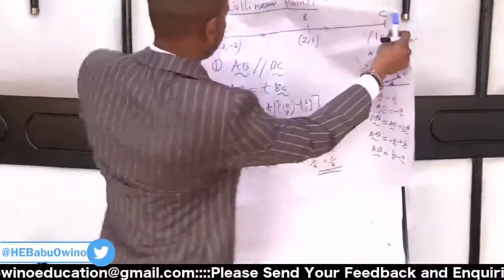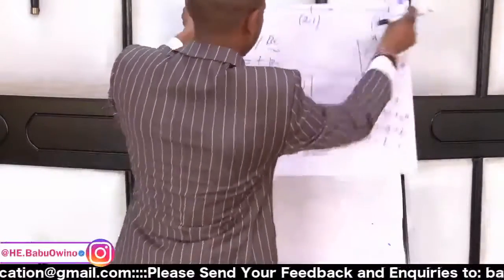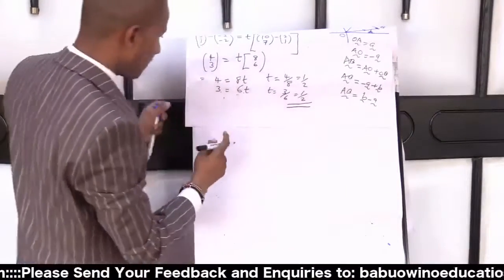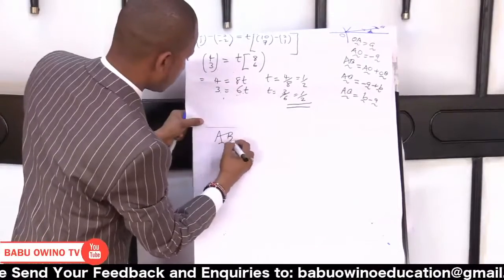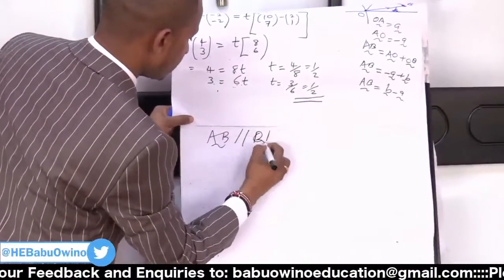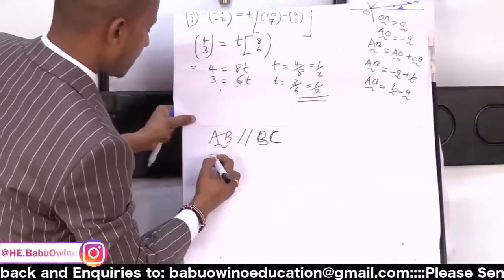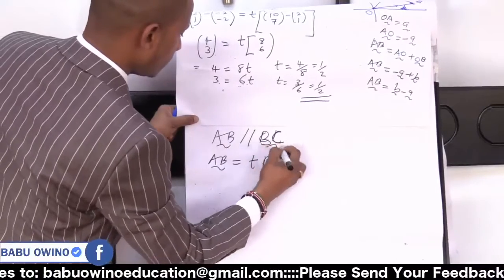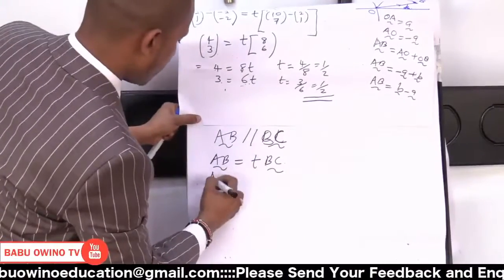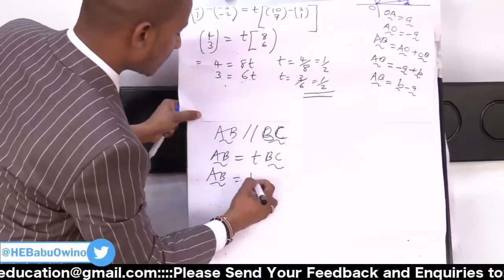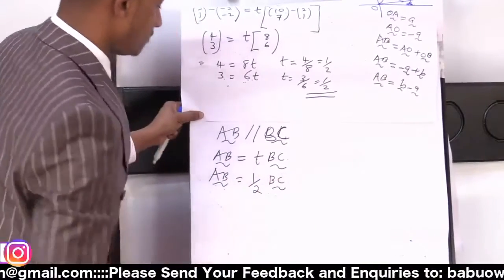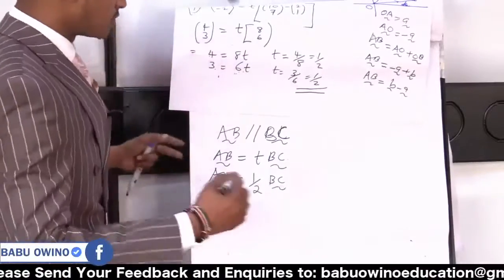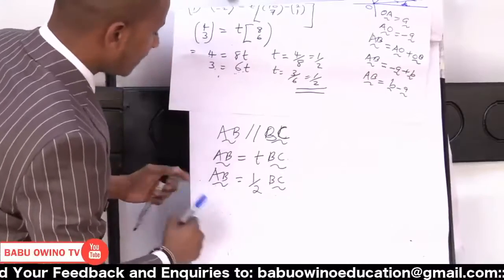I want to do something here. So from here, we said AB is parallel to BC. And we said AB equals T of BC. Therefore, AB equals T, but our T is half, of BC. Okay? So, the conclusion, from here, you identify a common point.